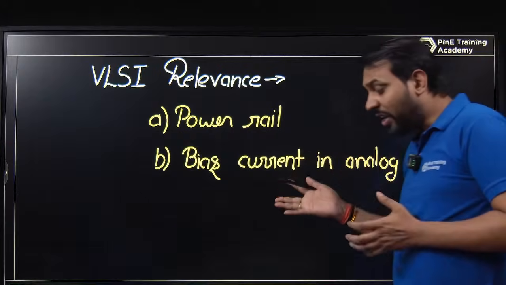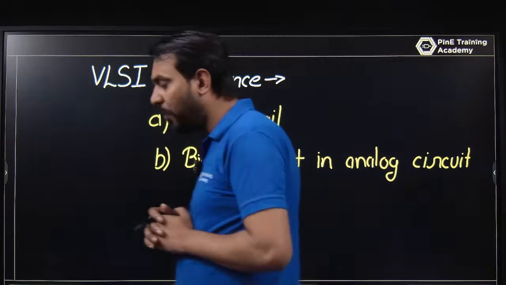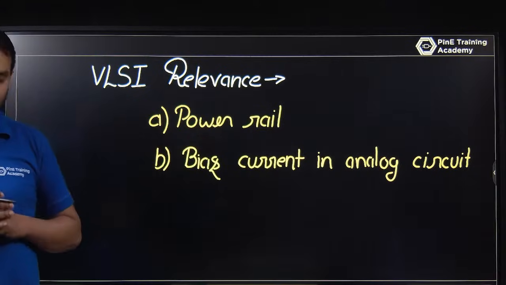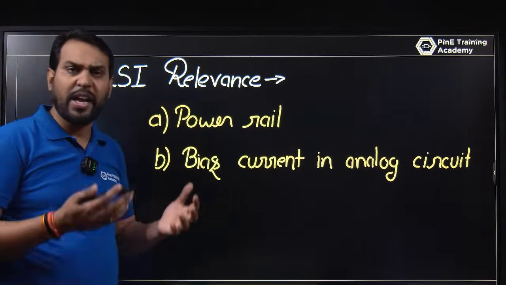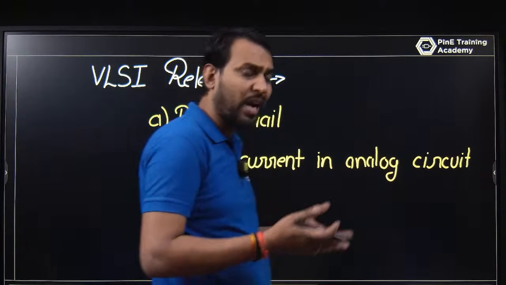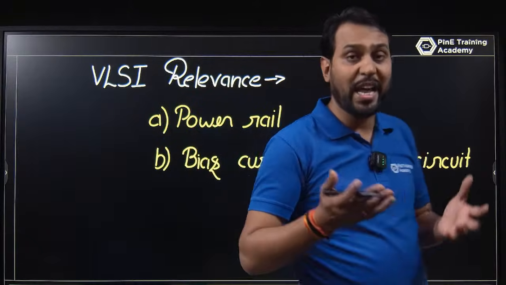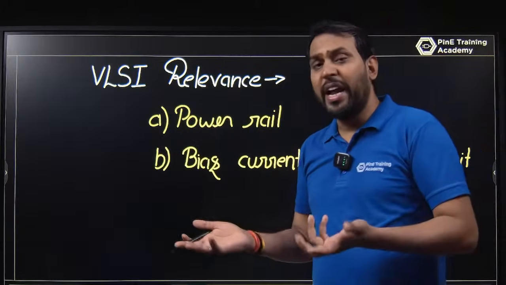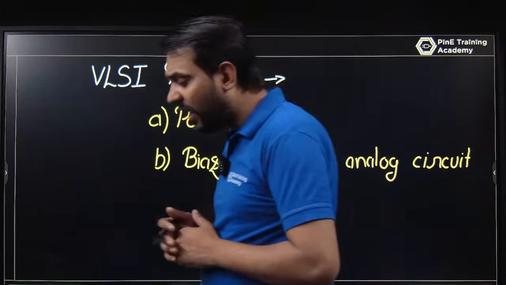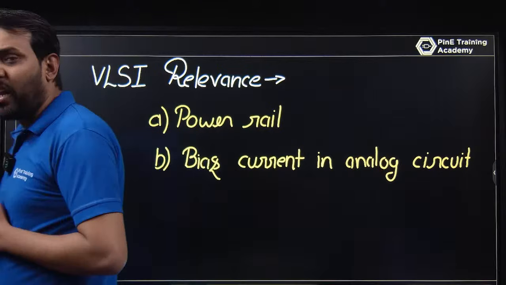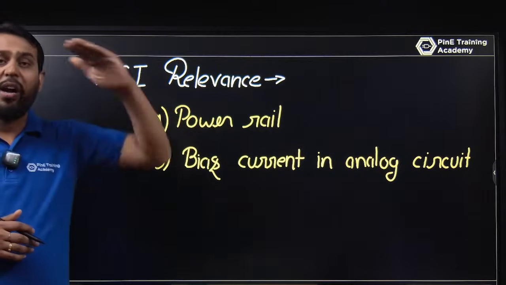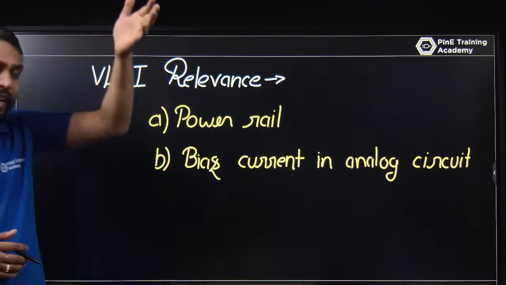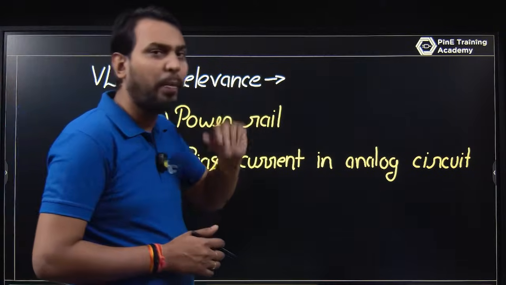But what is the VLSI relevance of the independent source? You have a power rail. Whether you are designing a NAND gate, NOR gate, or XOR with CMOS logic, or an amplifier, common source amplifier, differential amplifier, op amp, ADC, anything in analog or digital, you require a power rail. You require VDD and VSS. The VDD or power rail is basically an independent source. It is not dependent on anything.